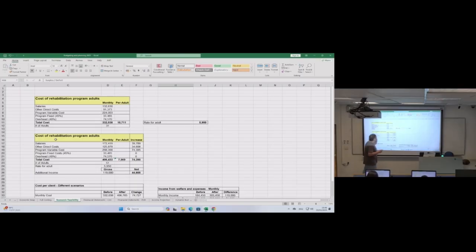Again, it is presented in monthly figures. And we can see that salaries increase, obviously we need more staff.